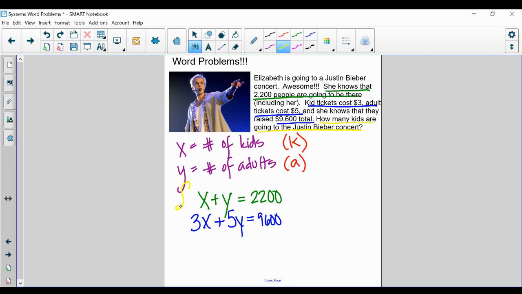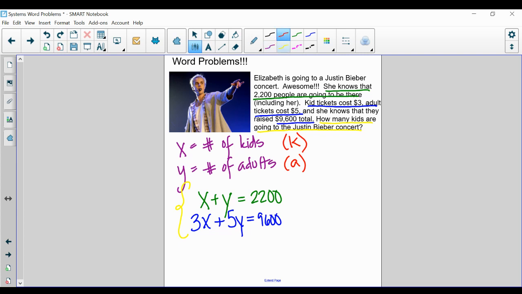I now have my system. I have two equations and I have two variables. And in this situation, hopefully you recognize that we have two linear equations. So this is going to be a linear system. So we're going to look for one solution, hopefully. All right, here we go.